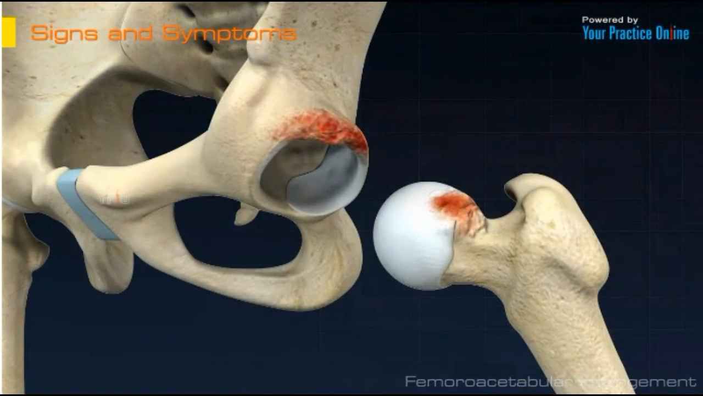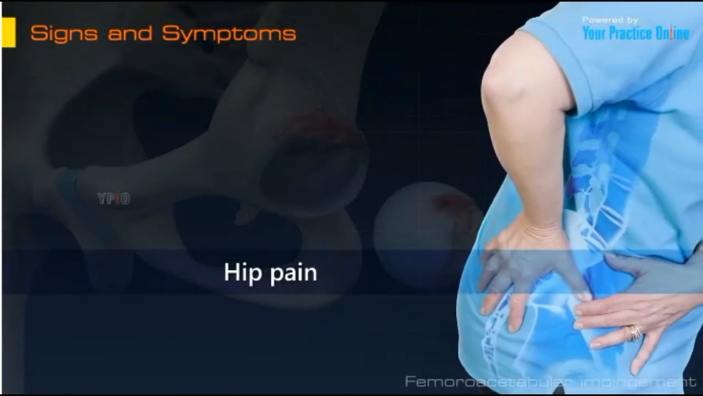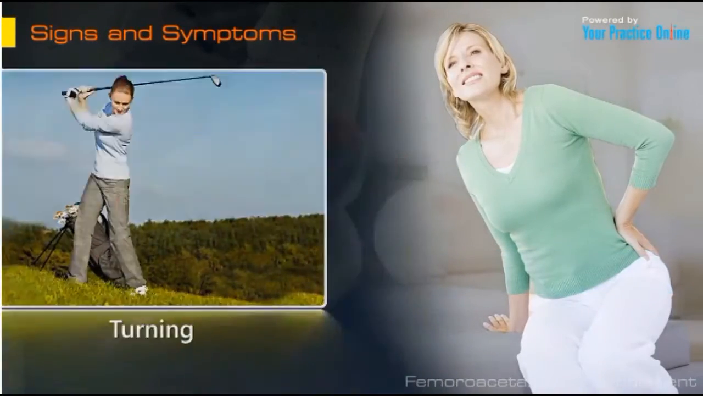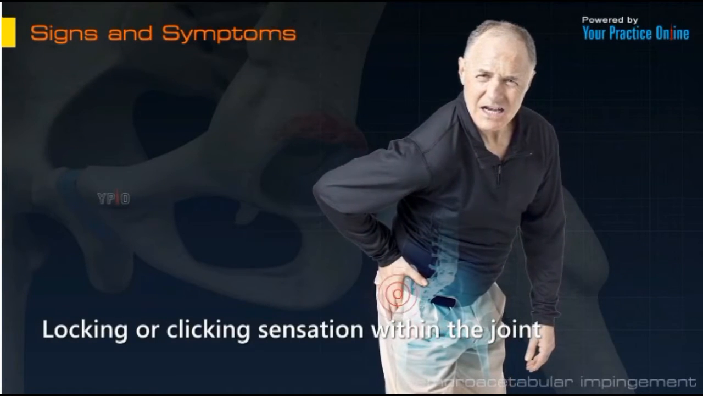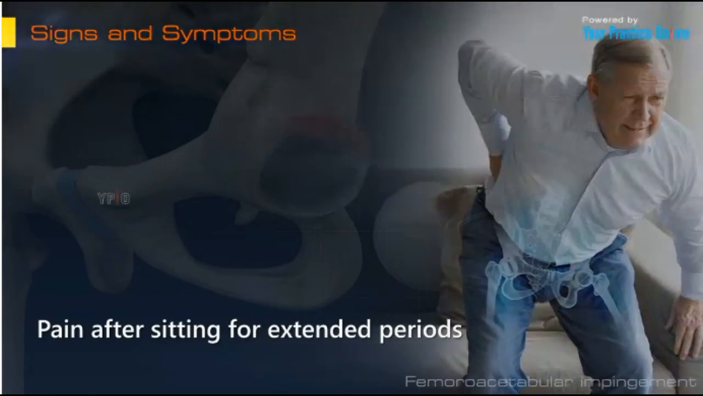Signs and symptoms. Symptoms of FAI include groin pain, hip pain, or low back pain. You may have severe pain while turning, twisting, and squatting. You may experience a locking or clicking sensation within the joint and pain after sitting for extended periods.